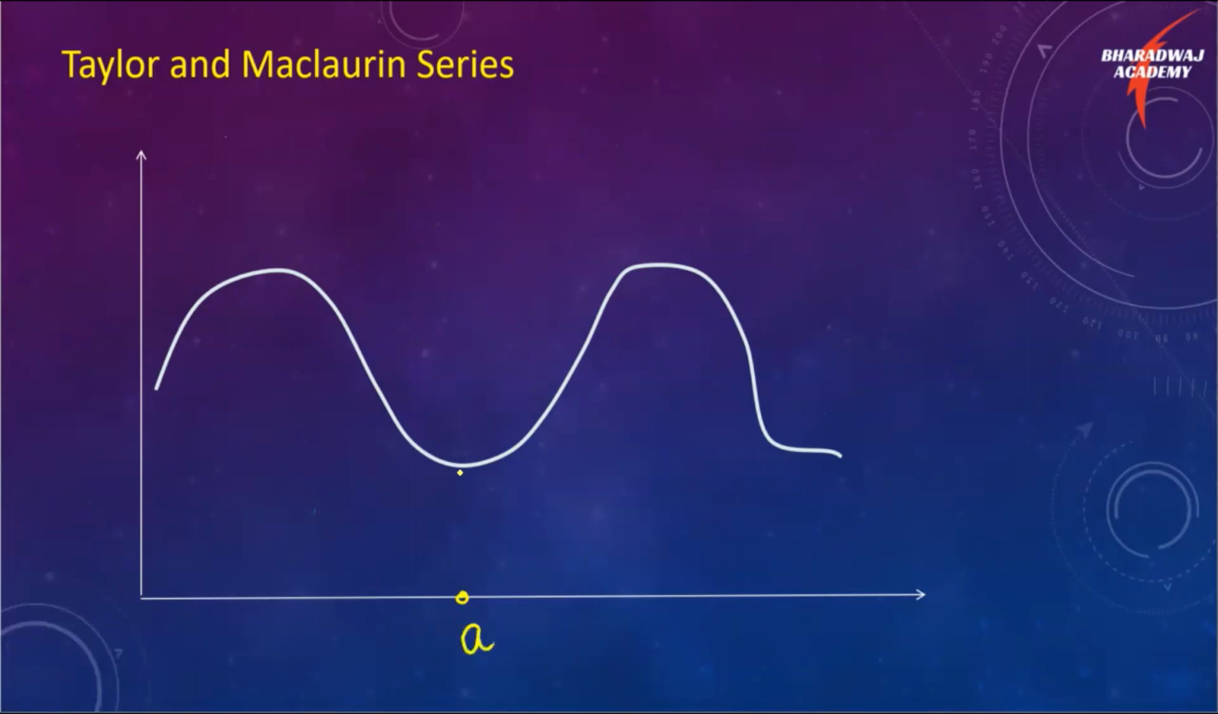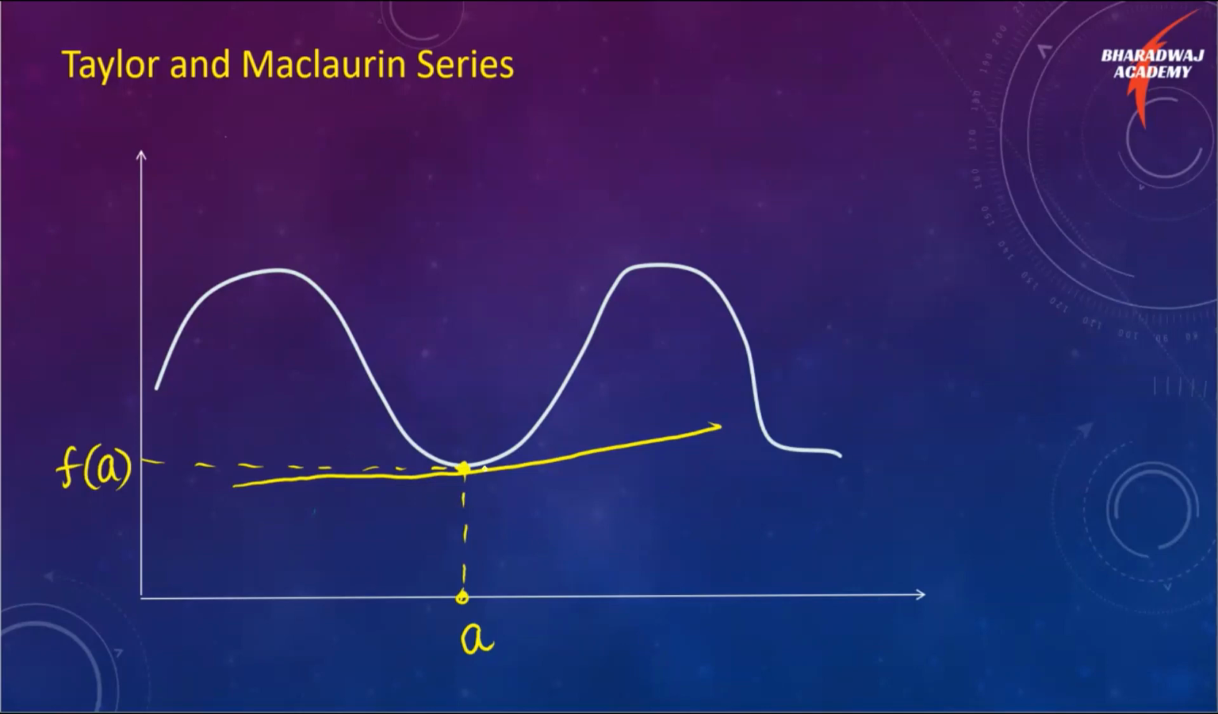And as you can guess, this is f of a. Now here, what is f dash of a? Yes, it is a straight line, the tangent to this point here. Basically, the slope of the tangent drawn at this particular point.